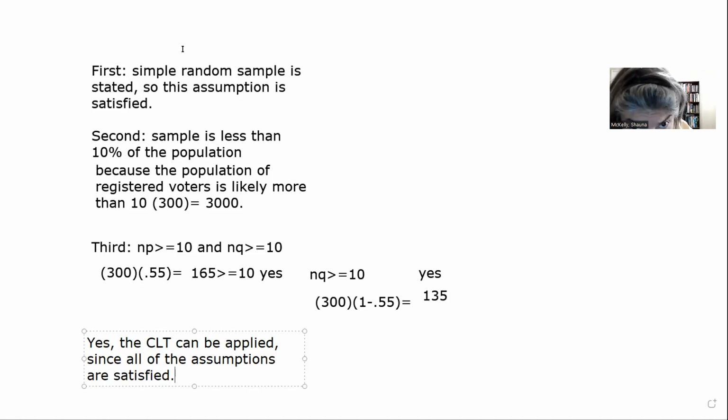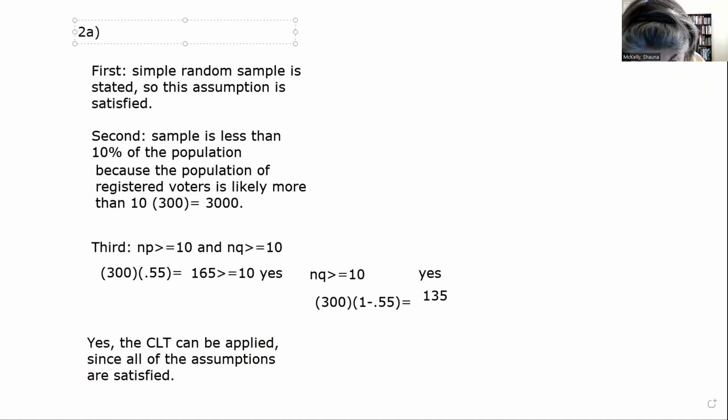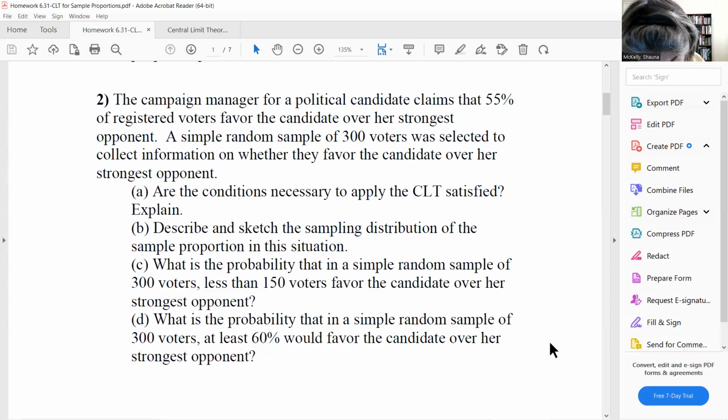So this is 2A here. Now, moving on, let me go back to the problem itself. Part B says describe and sketch the sampling distribution of the sample proportion. Again, in order to do that, we need the mean and the standard deviation. So the mean here is going to be the population mean, which we know is 55%.